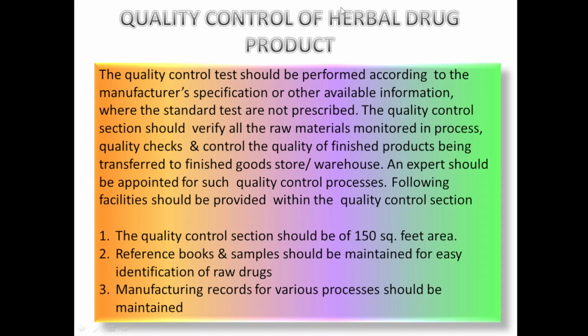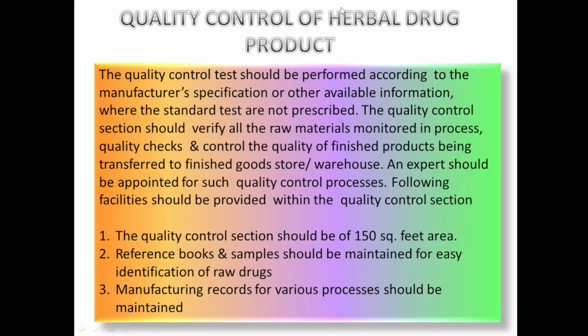An expert should be appointed for such quality control process and the following facilities should be provided within the quality control section. So a quality control expert should be there so that he will monitor the quality of herbal formulation from raw material in process to finished product. The quality control section should be of 150 square feet area. The area of quality control section should be minimum 150 square feet.